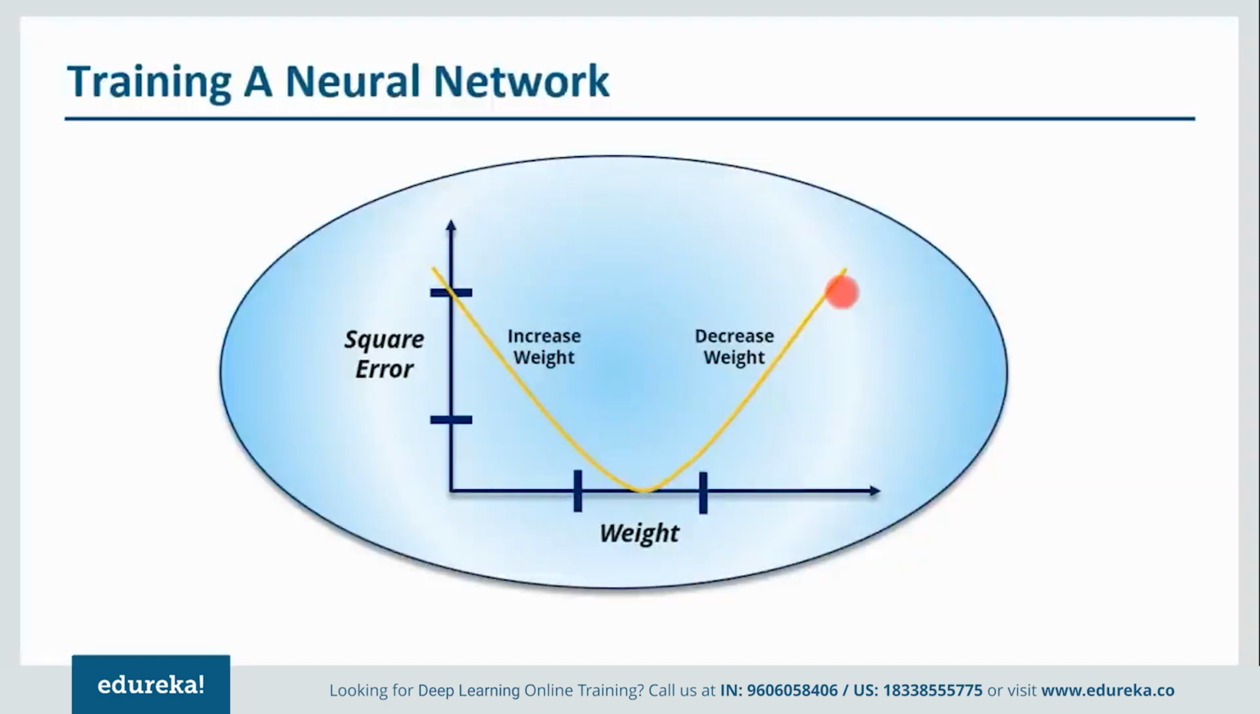At that time, the computer will realize, okay, fine, whenever I'm increasing the weight, the square error is increasing. So it'll go in the opposite direction. It'll start decreasing the weight and keep on doing that until the square error becomes minimum. And the moment it decreases more, the square error again increases. So our network will know that whenever it decreases the weight value, the square error is increasing. So that point will be our final weight value.